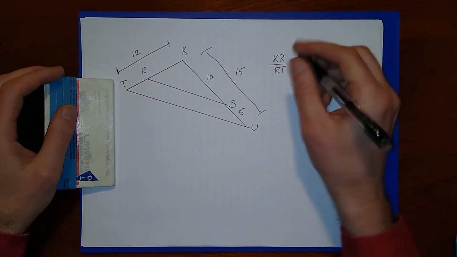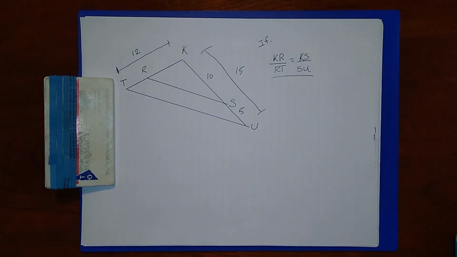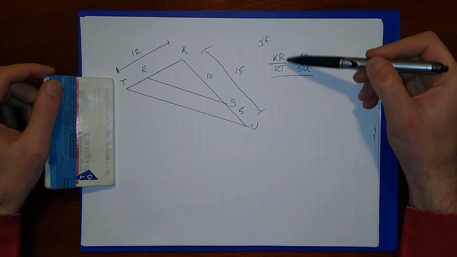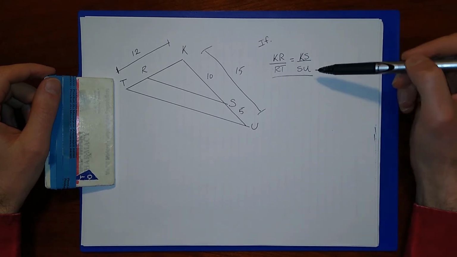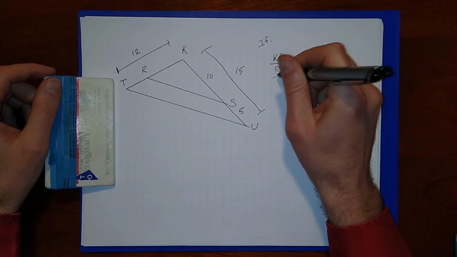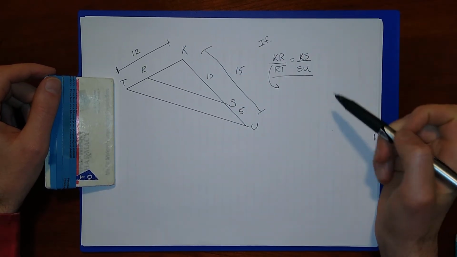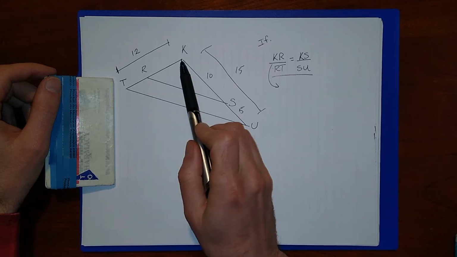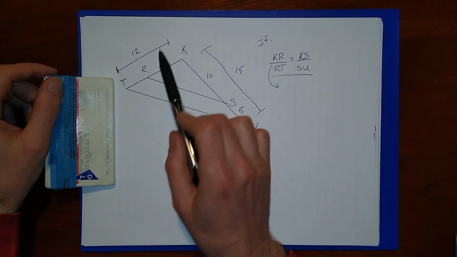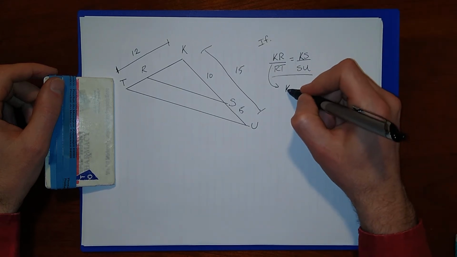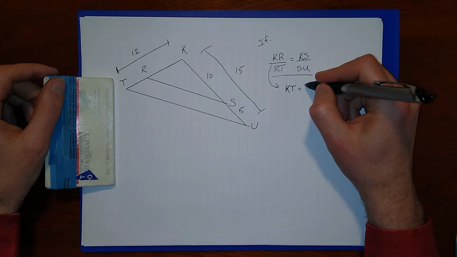We have to come back to the original given that we were told to work with in this problem. KR to RT is equal to KS to SU. Those two ratios are the same. So if I start from this point, it's a little easier to see how that fourth property of proportions comes into play, because what I'm really interested in is this total length, KT, which is equal to KR plus RT.